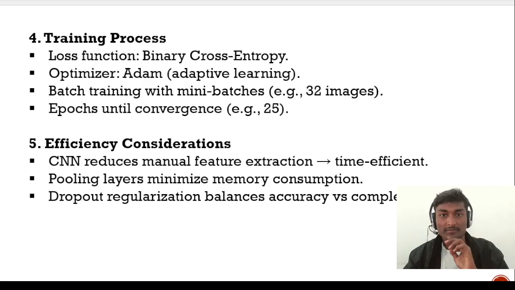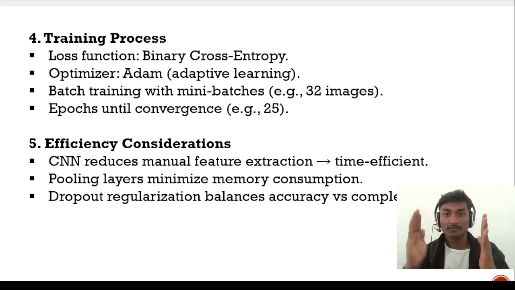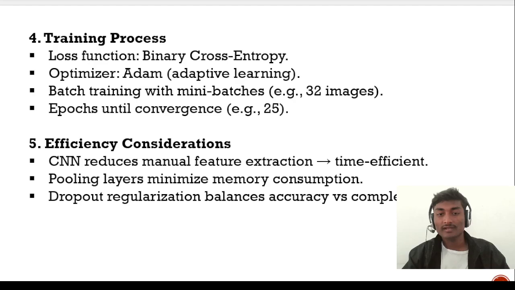The pooling layer minimizes the memory consumption. Pooling means it will reduce the dimensions of high dimension images into lower dimensions. Dropout regularization balances accuracy.